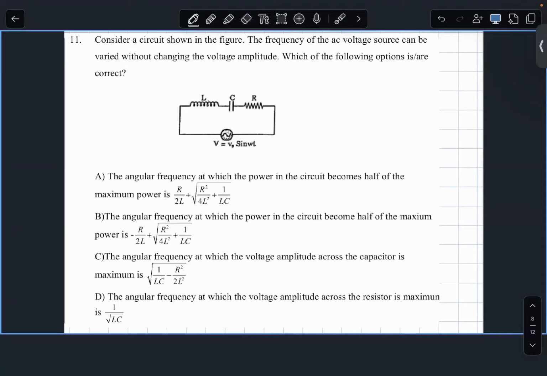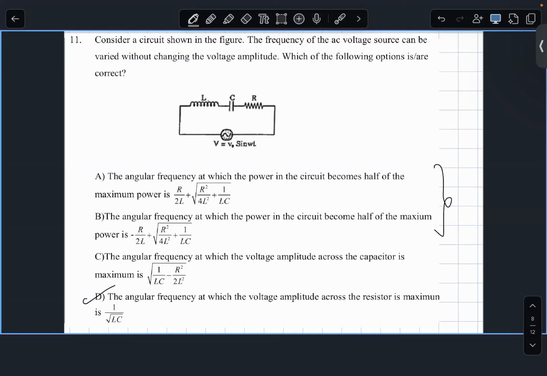D is okay, I think. The angular frequency at which voltage amplitude across the resistor is maximum. Voltage amplitude across the resistor maximum means current amplitude is also maximum. So D is correct. I think in these two there is one. Just refer my solution yesterday. I have given terms for omega: omega 1 minus omega naught, omega 1 plus omega naught, no equations yesterday. Just please refer that.